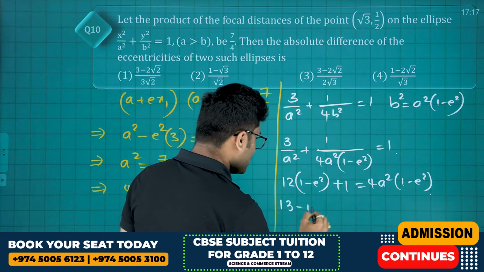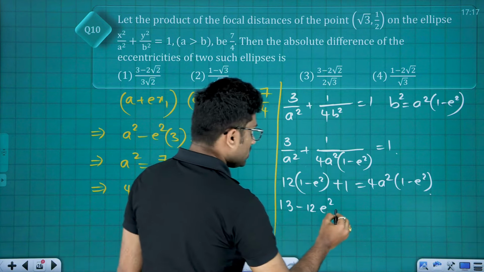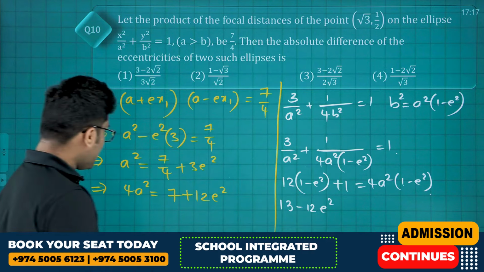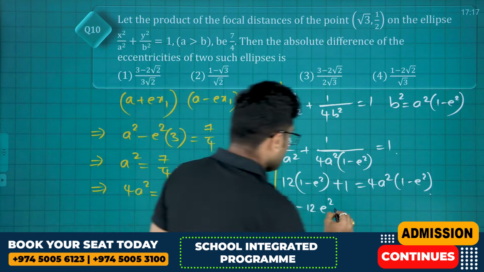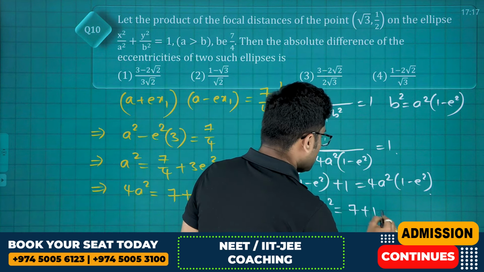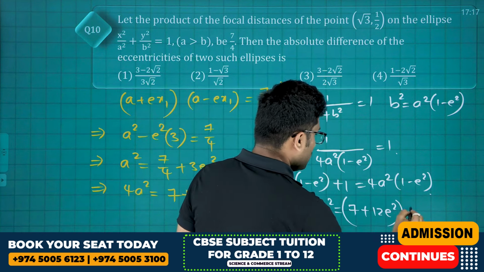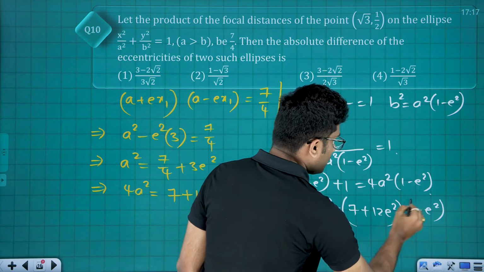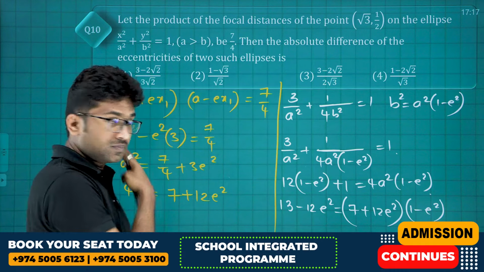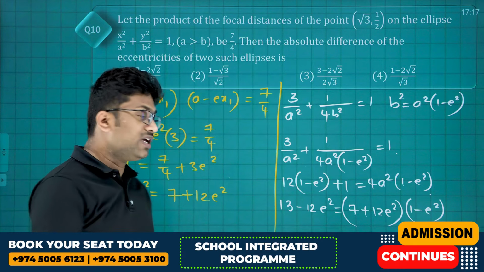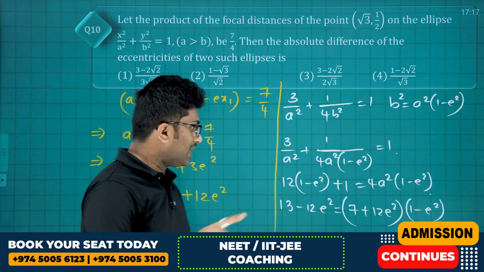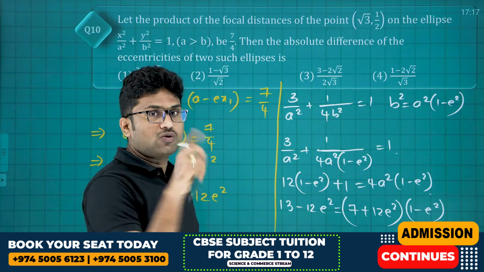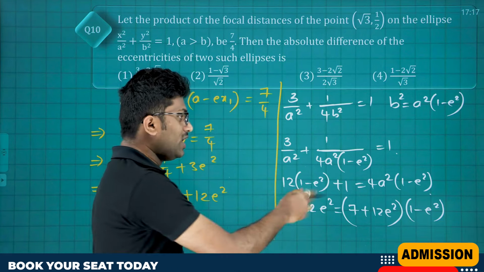13 minus 12 e square is equal to, what is 4a square? 4a square is already 7 plus 12 e square into 1 minus e square. Now we will be getting a biquadratic equation in e. So we do one thing. We can take e square is equal to t, and proceed.